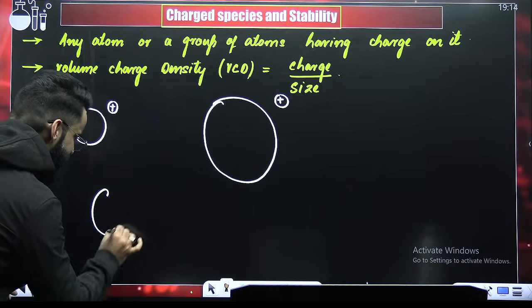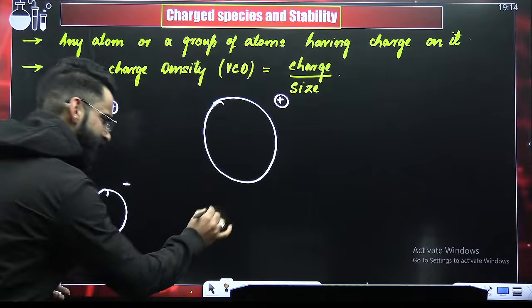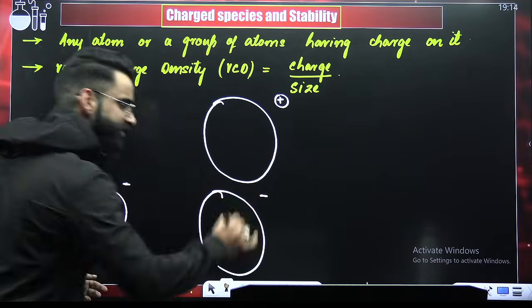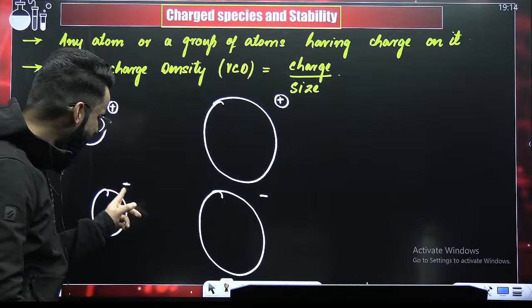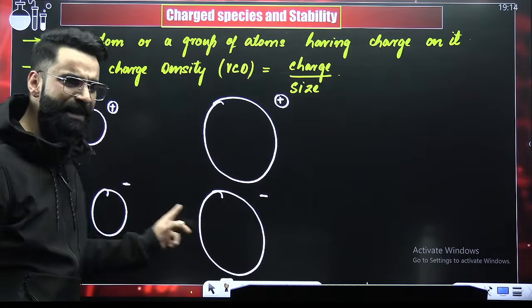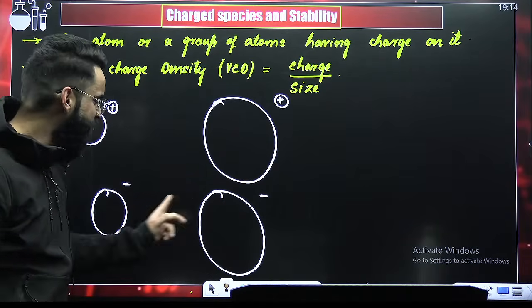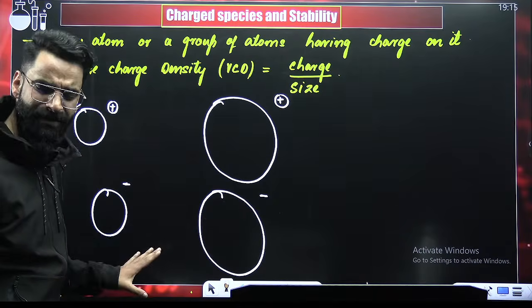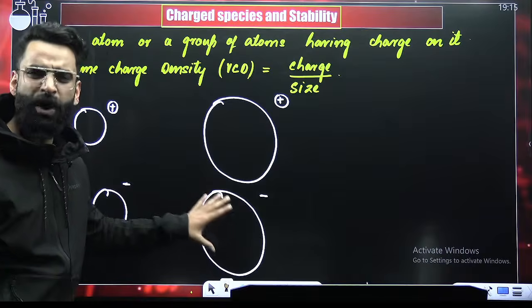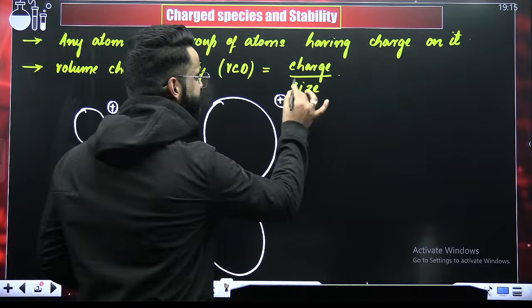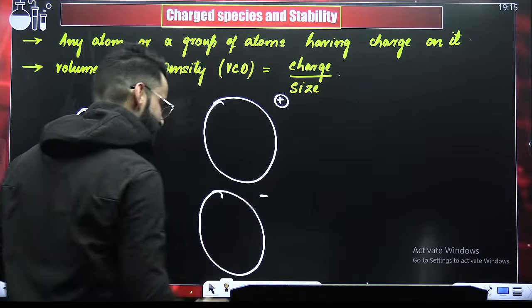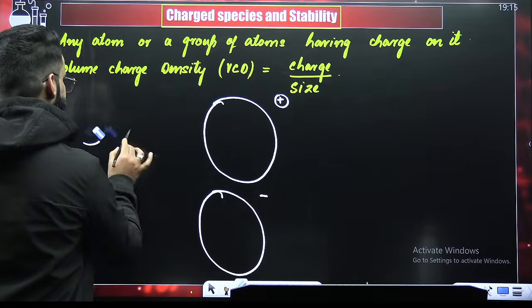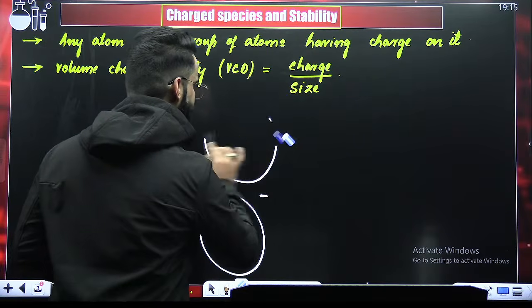For example, this is an atom carrying a negative charge. This is one more atom carrying the negative charge. Let's assume the magnitude of charge on both the atoms is same, right? But is the size same? No, size is different. This particular species has more size, and more the size of the species, lesser is going to be the volume charge density.